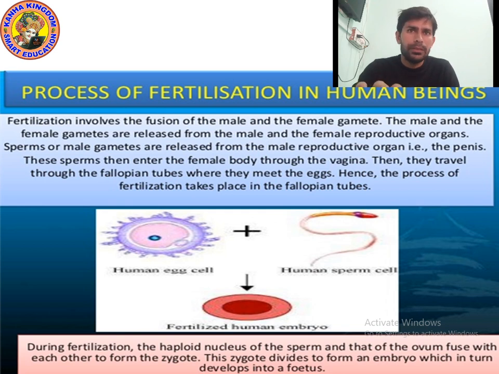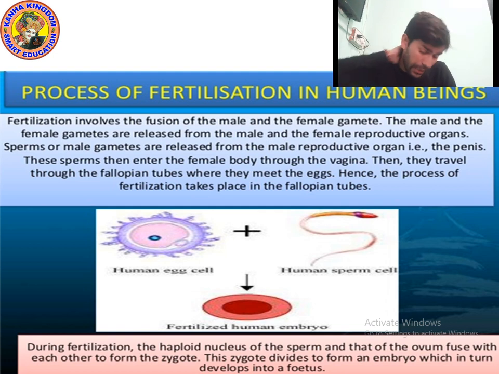they form the embryo. But before forming the embryo, the zygote is formed. So during fertilization, the haploid nucleus, meaning the single nucleus, of the sperm and that of the ovum fuse with each other and form the zygote. Yes, after forming the zygote, the zygote divides continuously and the embryo is formed.